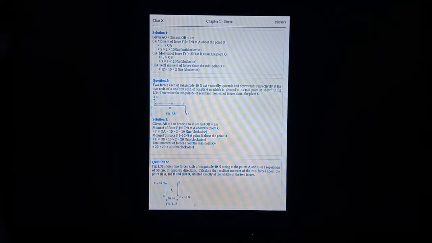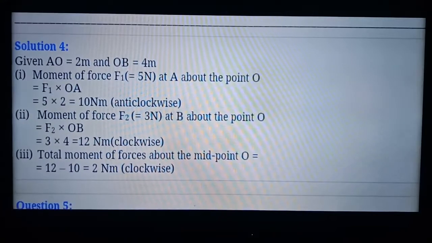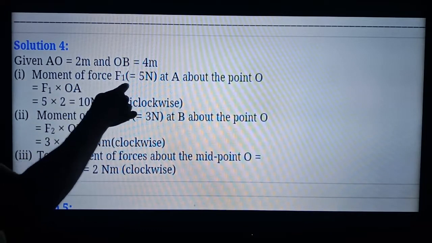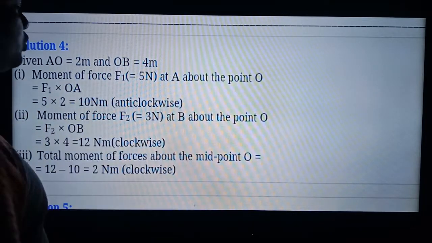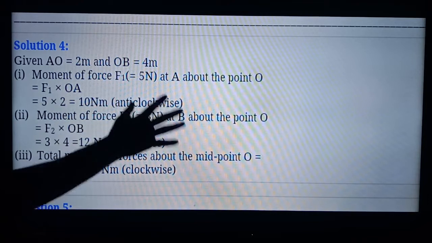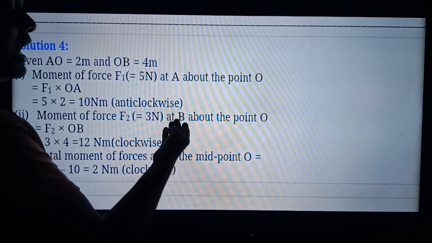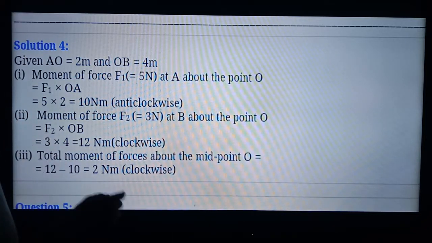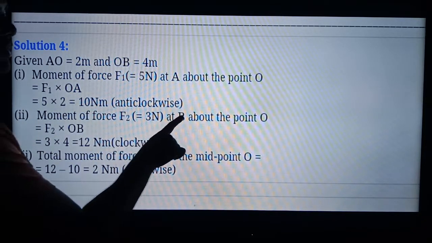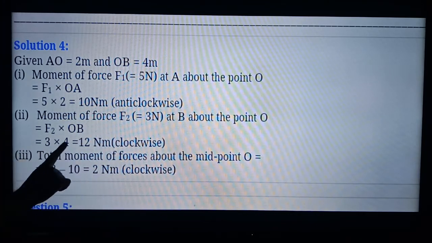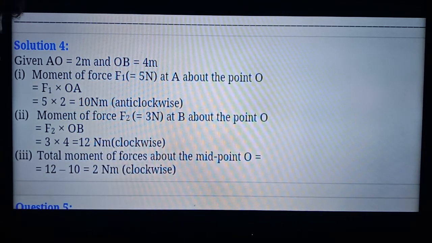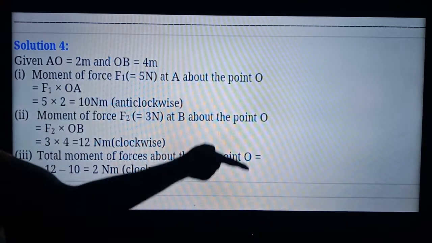So first, moment of force F1 at a point about point O, that is equal to 5 into 2, that is 10 Newton meter, as I have told you, anti-clockwise. Moment of force F2, that is 3 Newton at B about the point O. So from the distance of B from O, that is 4 meters, so 3 into 4, that is 12 Newton meter, that is clockwise. One is anti-clockwise, other is clockwise.